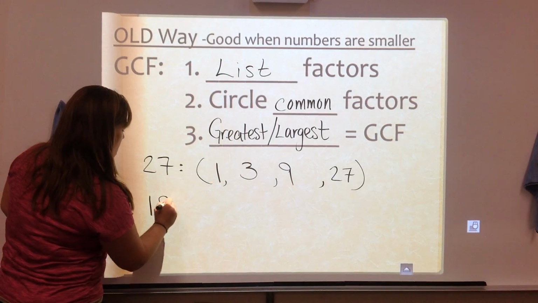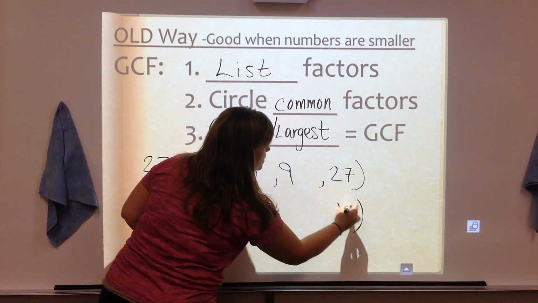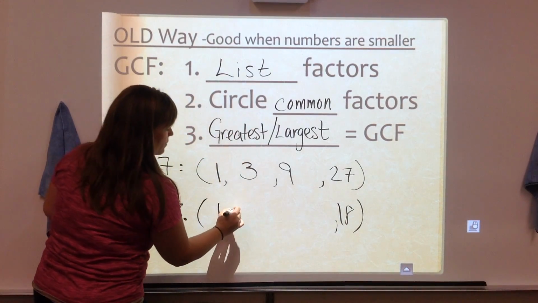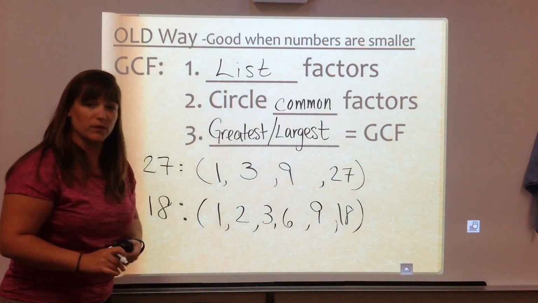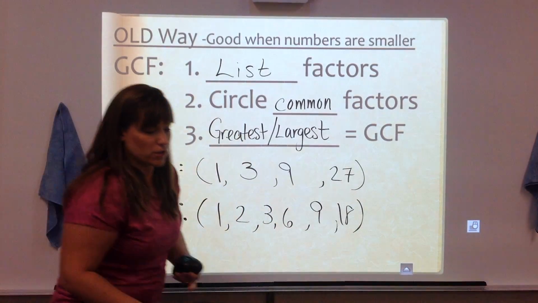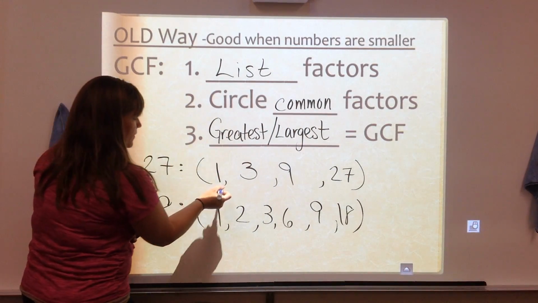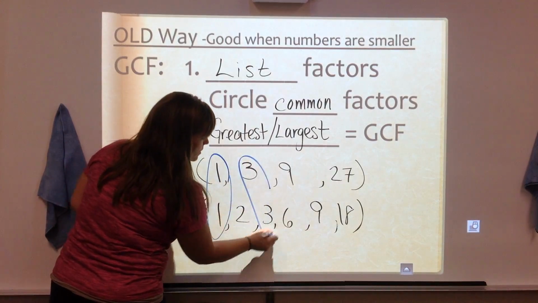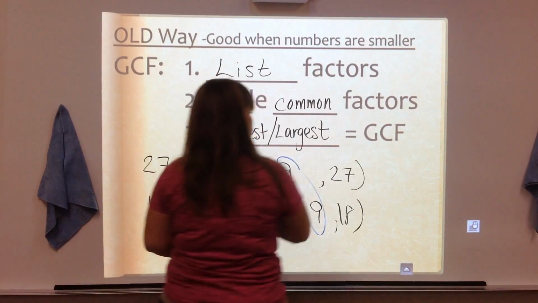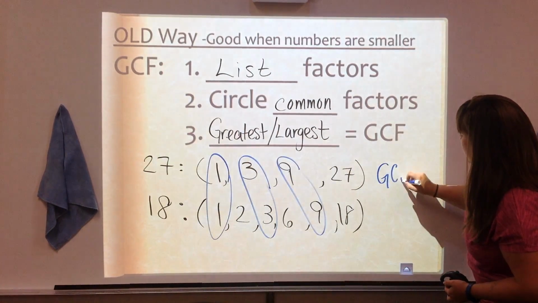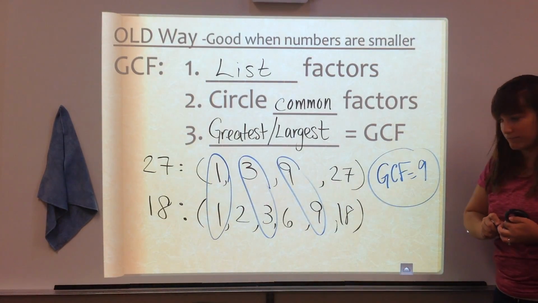I'm going to do the same thing for 18. So 1 times 18. I'm going to go in order. After 1, I can do 2 times 9, and then 3 and 6, and I'm done. Now, I'm going to change colors here. We're going to circle what's the same. So the 1s are the same, the 3s are the same, and the 9s are the same. Since 9 is the largest number, right over here, the GCF is 9. There you go.